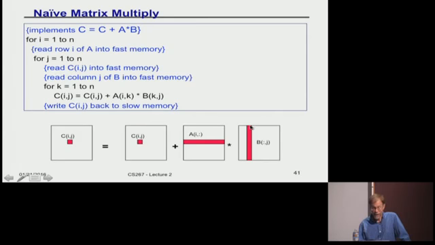Then I need to read in the column of B with which I'm going to take the dot product. And then I do the dot product. So there's no more memory traffic inside the inner loop. And when I'm done, I have finished the entry of C, and I write it back. So I've read A exactly once. Can't do better. Read C once and written C once. So all of that seems wonderful, but what about B?